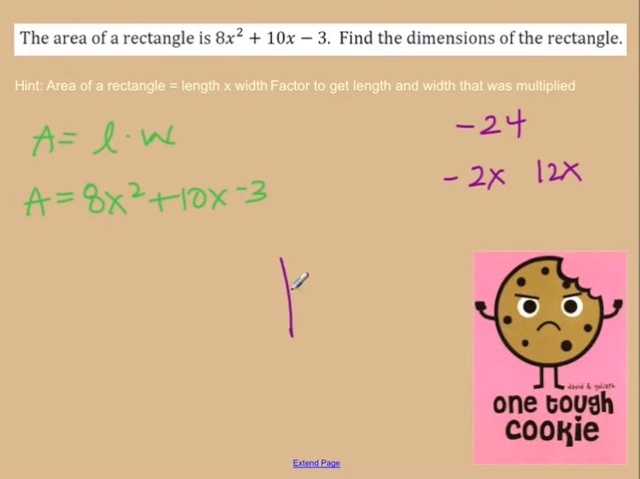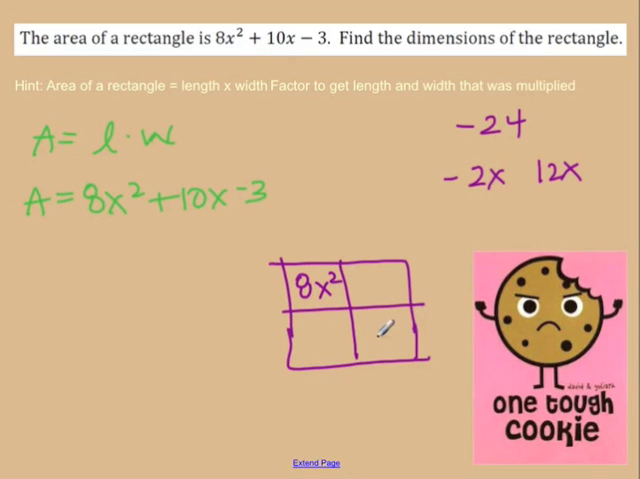So box method. I'm going to put 8x squared here and my c term here, which is negative 3. Then I put my negative 2x and my 12x. So what I need to do is factor. Here I'm going to factor out my GCF. They're both divisible by 2 and x. Here they're both divisible by 3. If I look this way, they're both divisible by 4x. And here they're both divisible by negative 1.